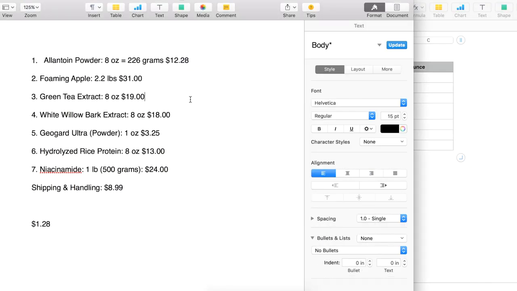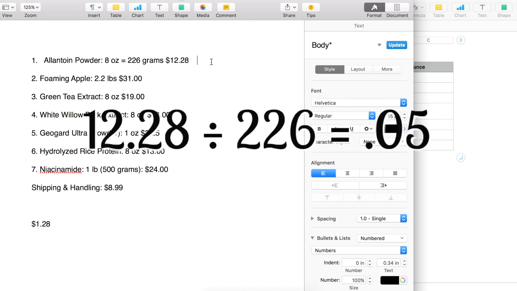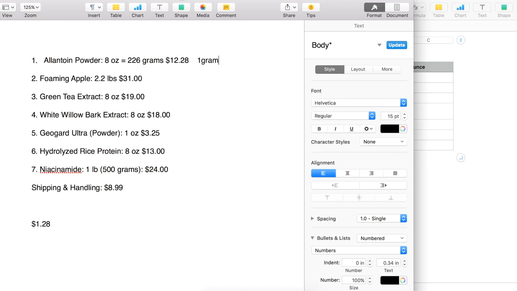Now we know 226 grams of allantoin costs 1228. So the next thing we wanna do is figure out how much 1 gram of allantoin costs. So what we're gonna do is divide 1228, because that's the cost of the total amount of allantoin, by 226, which equals 0.05. So 1 gram of allantoin equals 0.05.